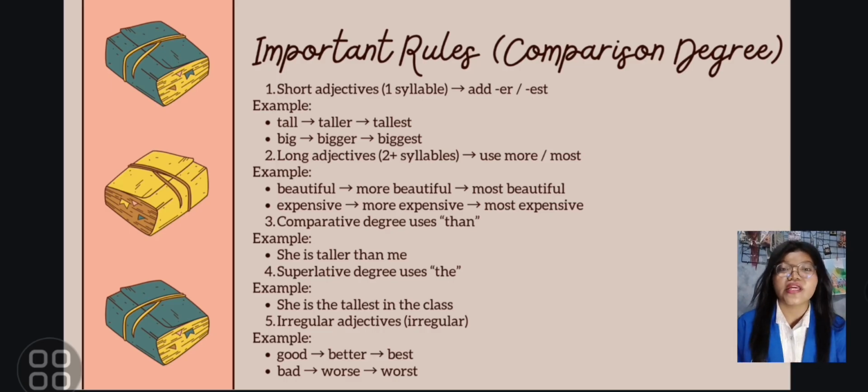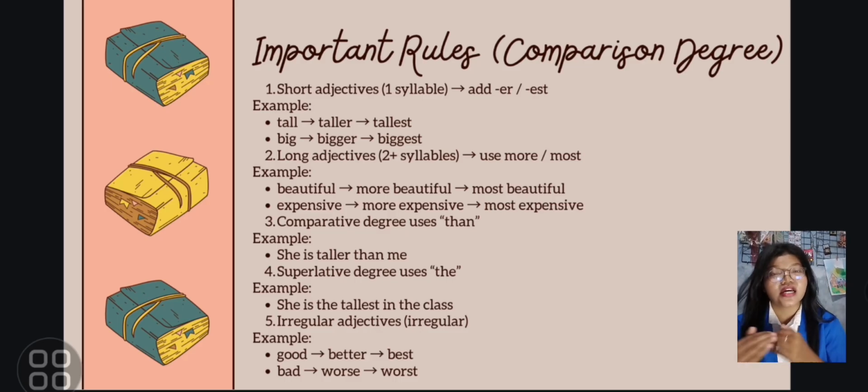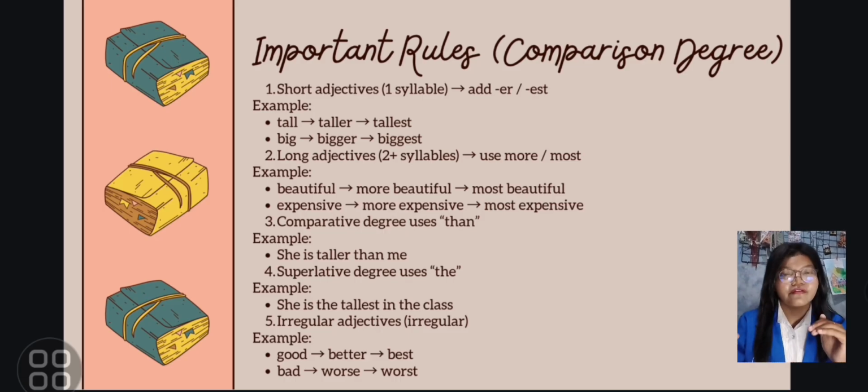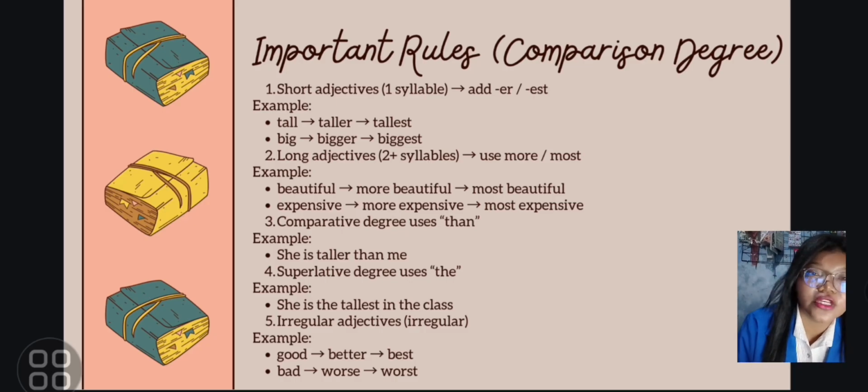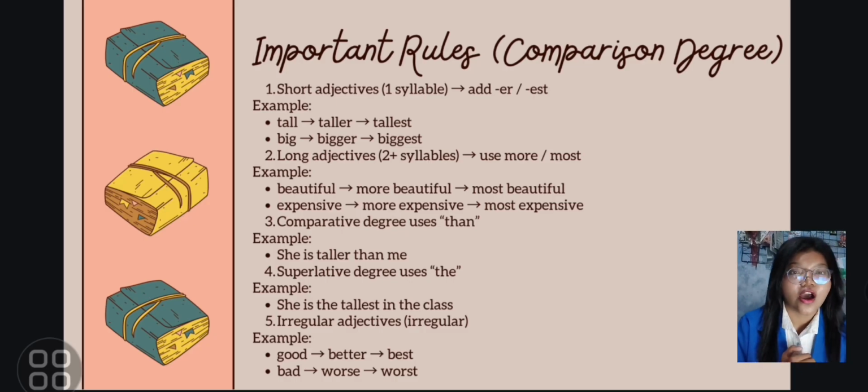Third, always use the word than after the comparative degree. For example, she is taller than me. Fourth, always use the word the before the superlative degree. For example, she is the tallest in the class. And fifth, be careful with irregular adjectives because they don't follow the regular rules. For example, good becomes better and best.